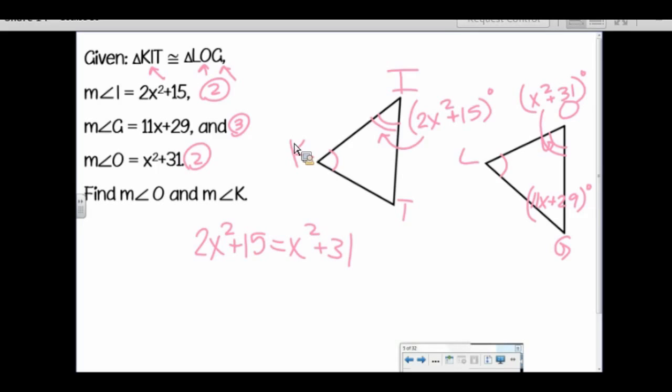So, was this a factoring problem, guys? Was it a factoring problem? No, it was not, because there was no x term. There was x squared, but there was no x term. So if I bring this guy over here, I do the minus x squared. I have x squared plus 15 equals 31. And then subtract 15 from both sides. X squared equals 16. To solve for x, we will square root both sides.